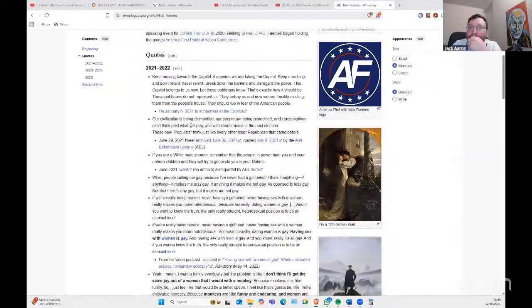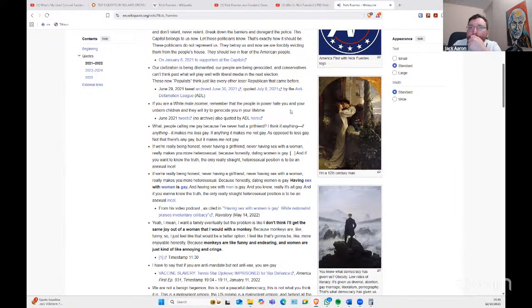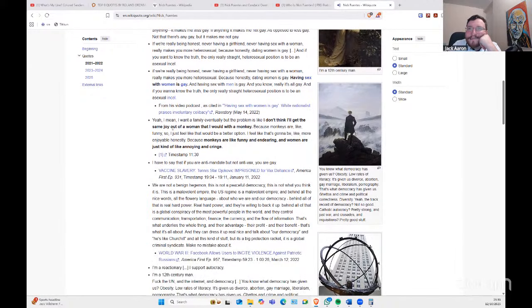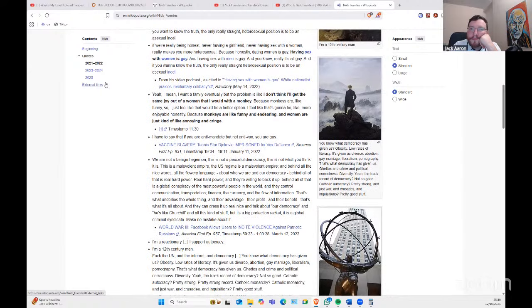Being dismantled, genocide, I think in the past we play with Disney populists think just like every other loser government came before. If you're a white male, remember that the people in power hate you and your unborn children. They will try to genocide you in your lifetime. It's interesting, he's never had a girlfriend. I want a family eventually. The problem is, I don't think I'll get the same joy out of a woman that I would with a monkey. Monkeys are funny and endearing. Women are just kind of like annoying and cringe.